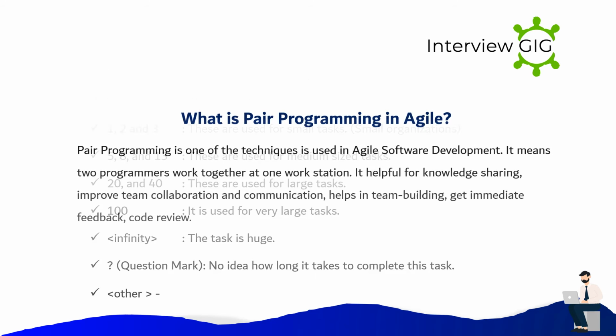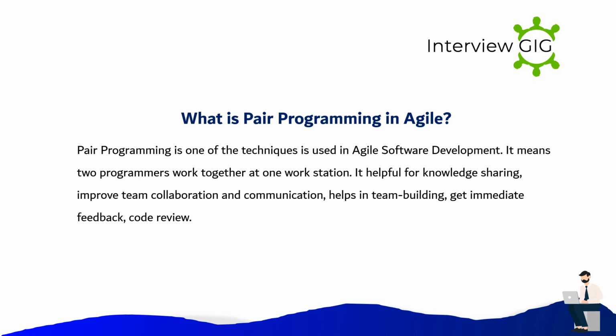What is pair programming in Agile? Pair programming is one of the techniques used in Agile software development. It means two programmers work together at one workstation. It is helpful for knowledge sharing, improving team collaboration and communication, team building, getting immediate feedback, and code review.